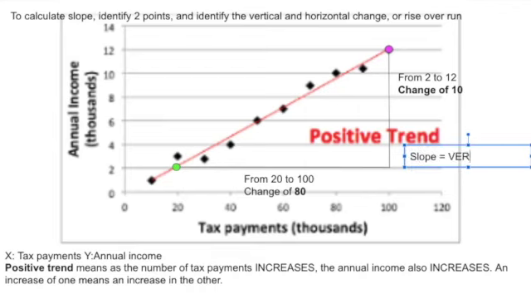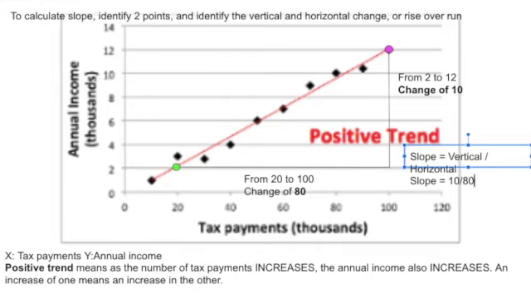Slope is vertical divided by horizontal. Oh, I'm capitalizing everything. So then I could say my slope is 10 divided by 80, or 1/8. So as my tax payments increase by 8, my annual income is going up by 1.